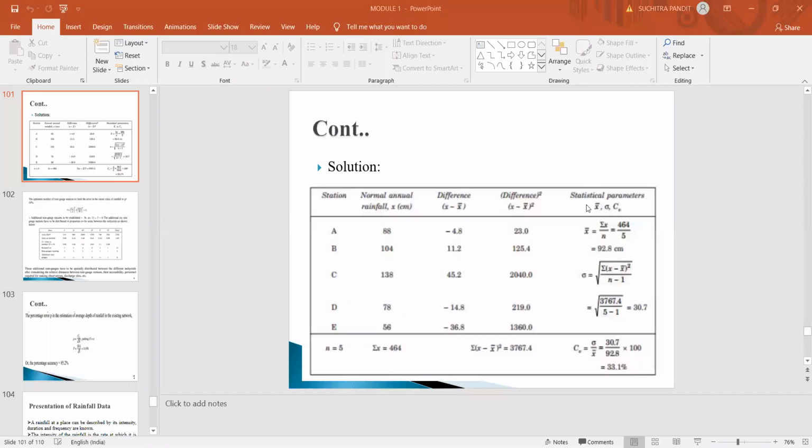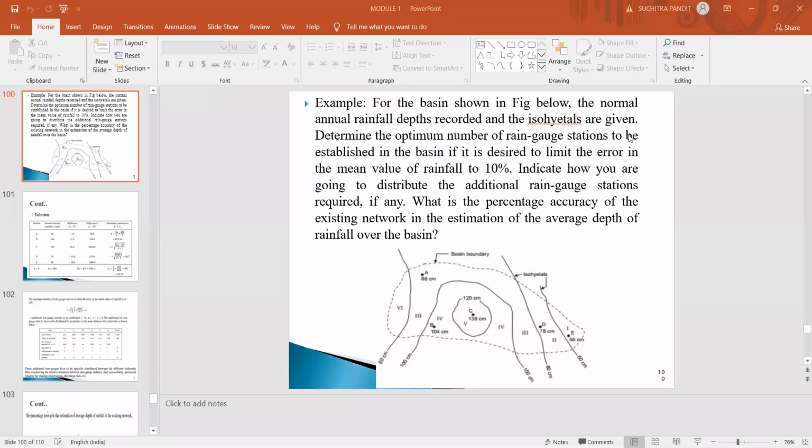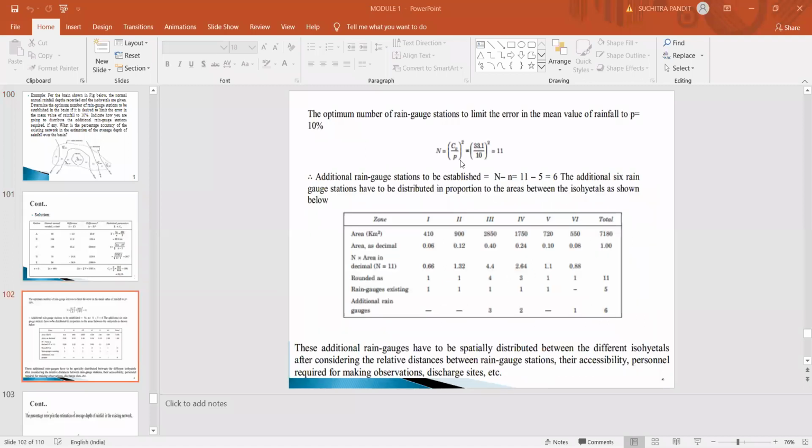Okay, so in the last class we discussed how to calculate the optimum number of rain gauges in a given area. That is, what should be the optimum number of rain gauges to be erected in a given area so that you can get a reasonably better value of the mean annual depth of rainfall recorded over a particular place. So we have already discussed how to calculate the optimum number of rain gauges required.